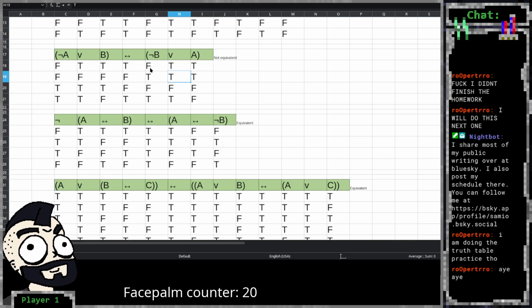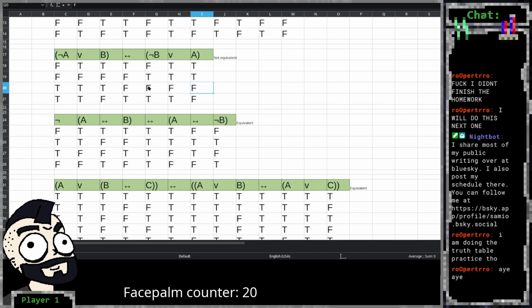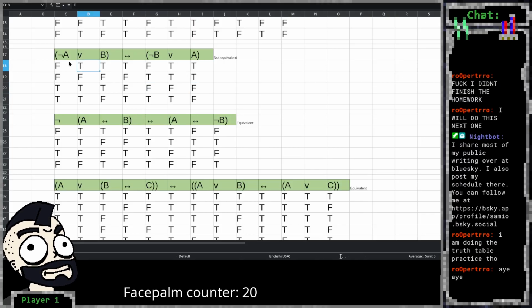Anyways, if B is true, false, then the negation of B is false, true, false, true. So this will give me true, true, false, true, because the only place in which both are false is this one. And are they the same sequence? No. True and true, yes, same. False and true, not the same. Therefore, not equivalent.